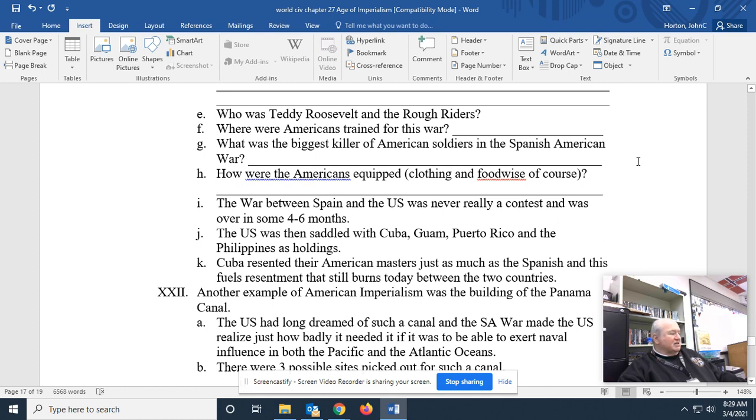The war between Spain and the United States was over in 6 months. And after the United States beat Spain in a war that was fought both in Cuba but also in the Philippines, the United States had Cuba, Guam, Puerto Rico, and the Philippines. It became a world international imperialist country. Cuba resented their American masters just as much as the Spanish, and this fueled resentments that burn today still between these two countries.